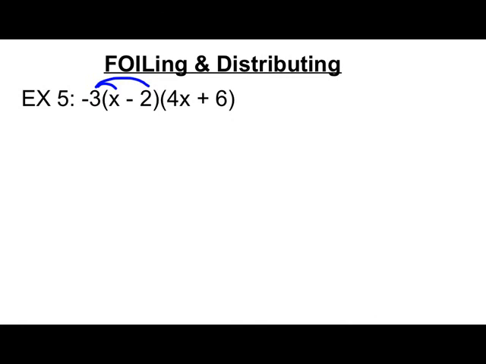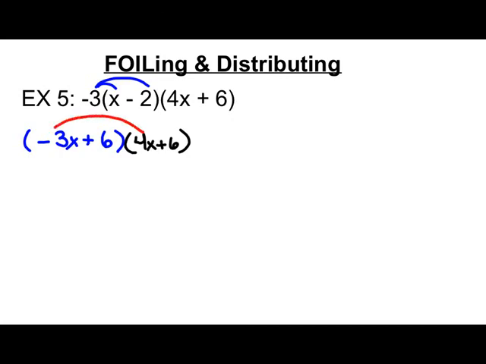So you're going to take negative 3 times x and then negative 3 times negative 2, which is negative 3x plus 6. Now what you're going to do is bring down that second set of parentheses and do nothing to it. Now at this point, then we would FOIL.